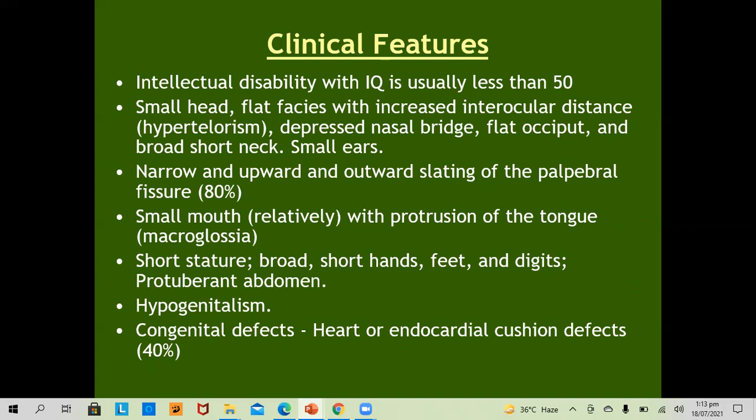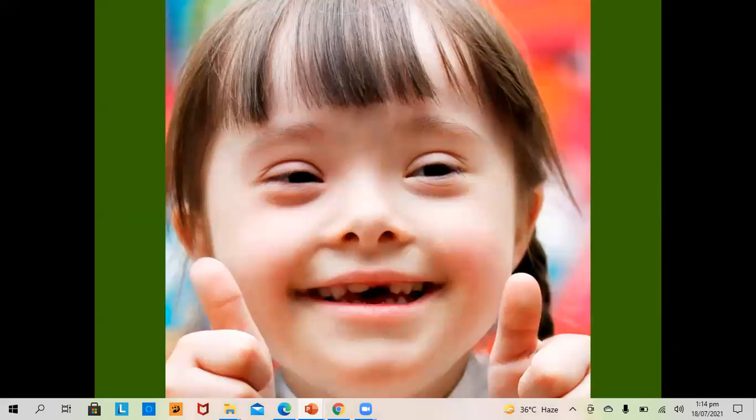There is narrow, upward and outward slanting palpebral fissure in 80% of the patients. There is a small mouth with protrusion of tongue, that is macroglossia. Patients have short stature, broad short hands, feet and digits, and protuberant abdomen. There is hypogenitalism and congenital defects of the heart or endocardial cushion defects. This is a typical Down syndrome facies.